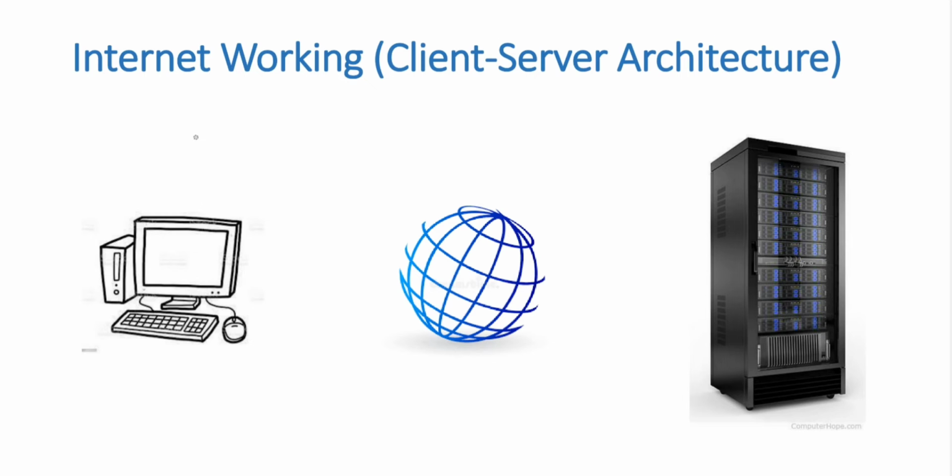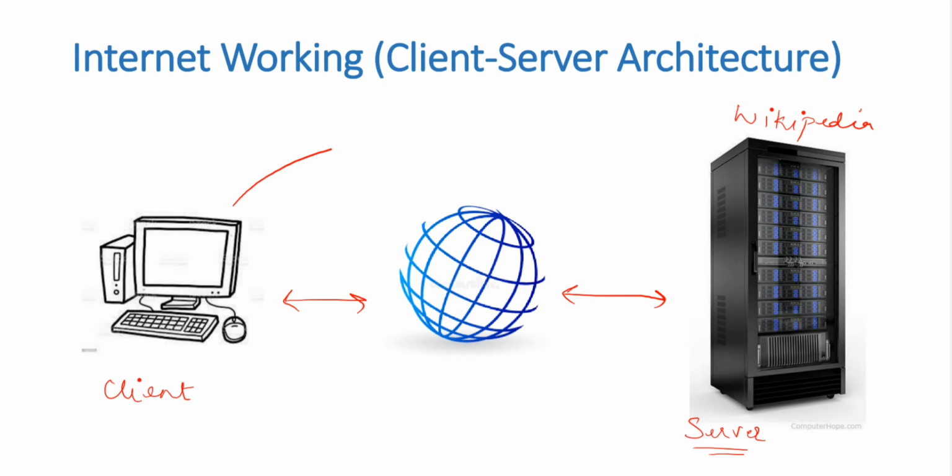So now let's see how the internet works. So suppose this is a client machine, and the client is connected to the internet, and any server machine is also connected to the internet. So this is a server machine. Okay, just say that this is the server of wikipedia.com. So if I want to search for something from Wikipedia, what I do with the help of the internet is I request wikipedia.com for a web page.